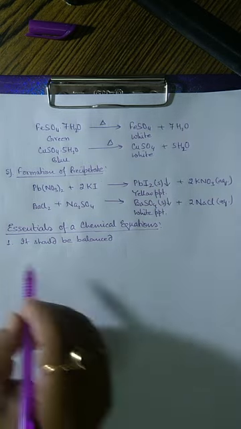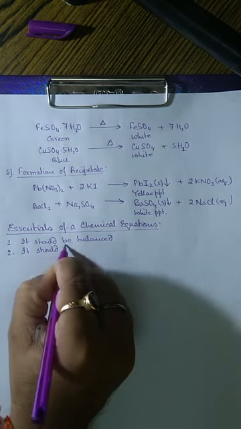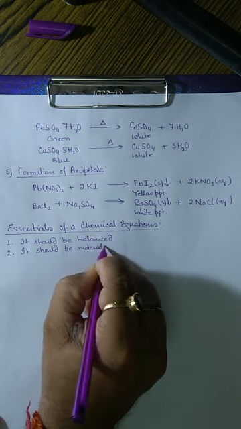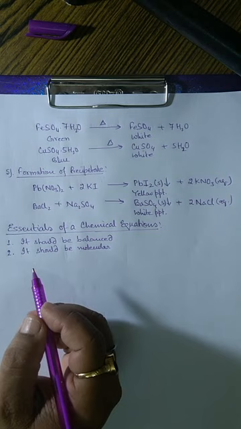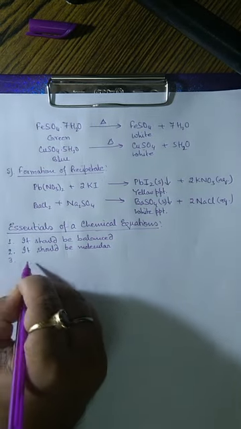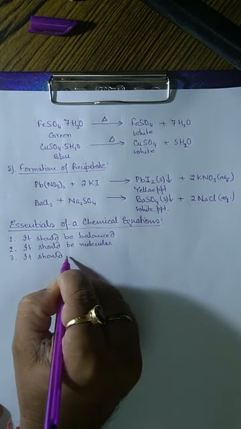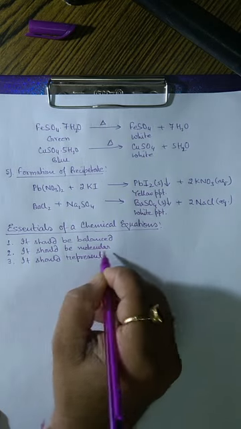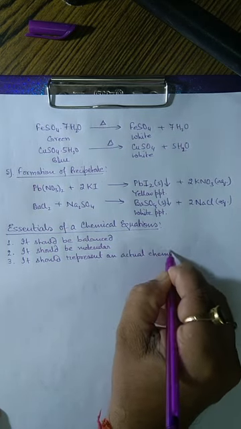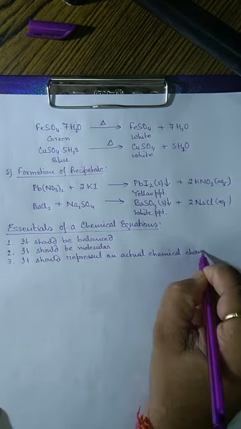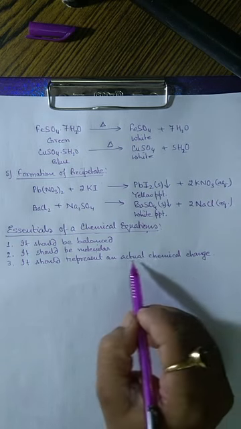Number two, it should be molecular. In any reaction you see here, molecules are represented, no atomic reaction is here, it should be molecular. Third one, it should represent an actual chemical change. These are the three terms which are very essential for a chemical equation: it should be balanced, it should be molecular, and it should be actual.